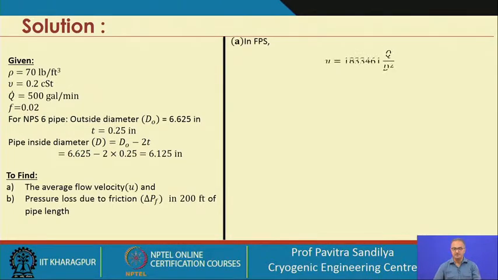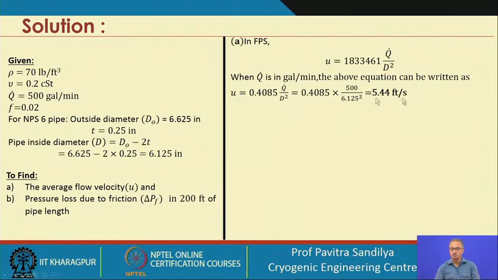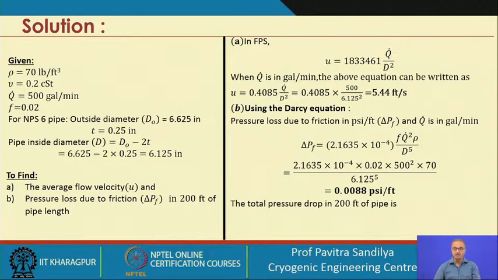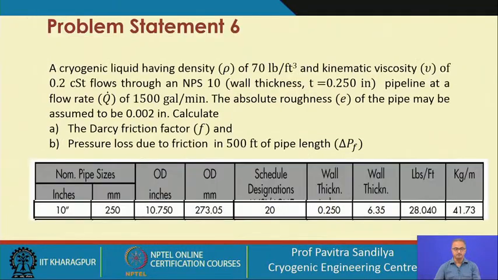Now, in the FPS system we are using, this is the velocity expression for the FPS system, and this is coming out to be 5.44 feet per second. And now we are using Darcy's expression to find out the pressure drop. So, here we have in the FPS system this expression, and we plug in the values and we can easily find out the pressure drop per unit length of the pipeline. Once we get this value, we simply multiply this with the actual length of the pipe to get the total frictional pressure drop in the pipeline.